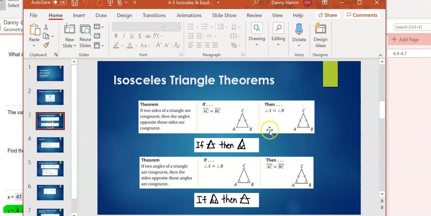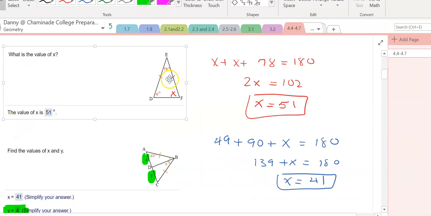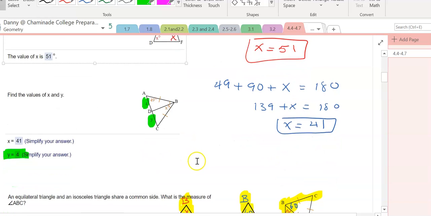So when we have legs that are congruent, then that must mean that the base angles are congruent, and vice versa. If the base angles are congruent, then we know that the legs are also congruent. So in this particular problem, since we know that these sides are congruent, then I know that these base angles have to be, so that's where the other x comes from. Then I know that the interior angles add up to 180, so I can just have x plus 78 equals 180, and solve to get 51, and we're done.